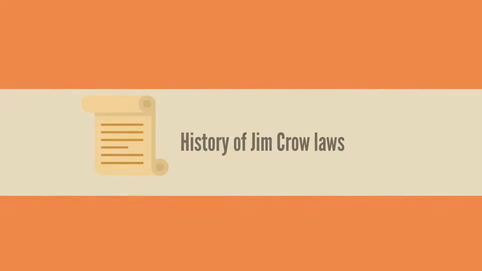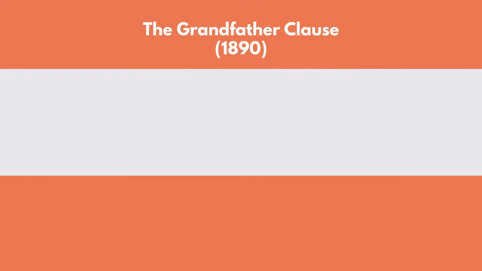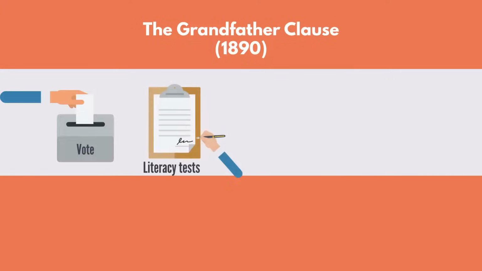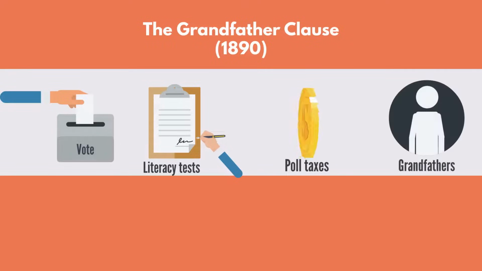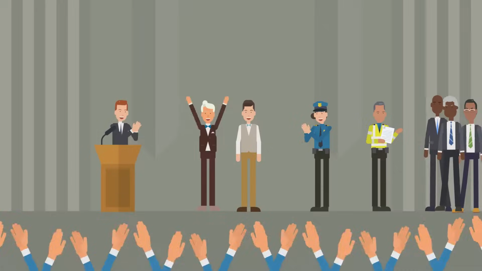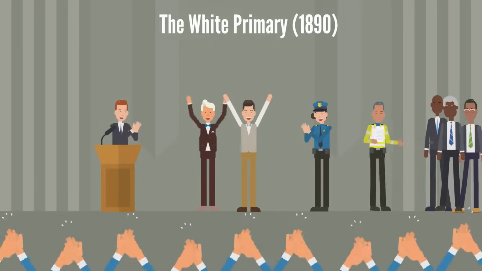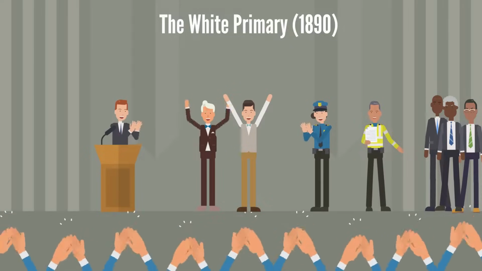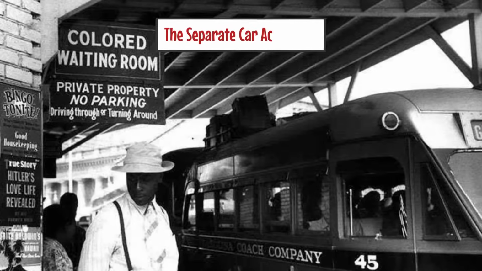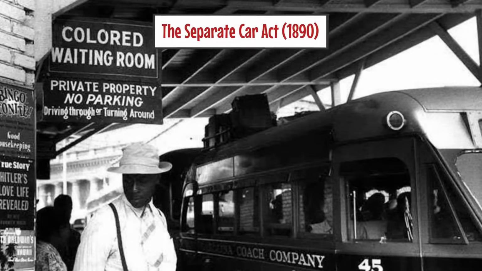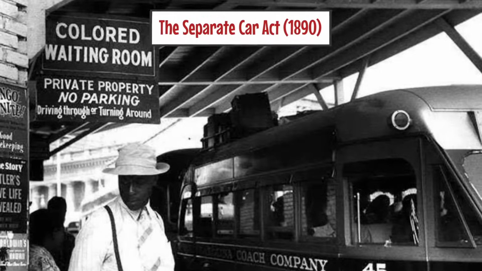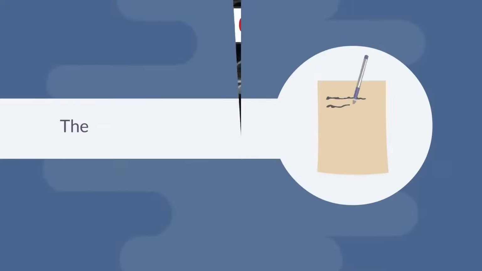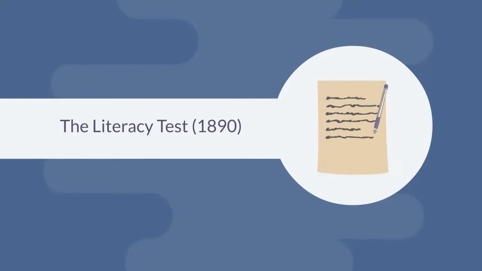Here are some of the other important events in the history of Jim Crow laws. The Grandfather Clause, 1890. This clause allowed white voters to avoid literacy tests and poll taxes by proving that their grandfathers had voted before 1867. The White Primary, 1890. This was a practice in which political parties in the South excluded African Americans from participating in primaries. The Separate Car Act, 1890. This law required African Americans and whites to ride in separate railway cars in the South. The Literacy Test, 1890. This test required voters to pass a literacy test in order to vote.